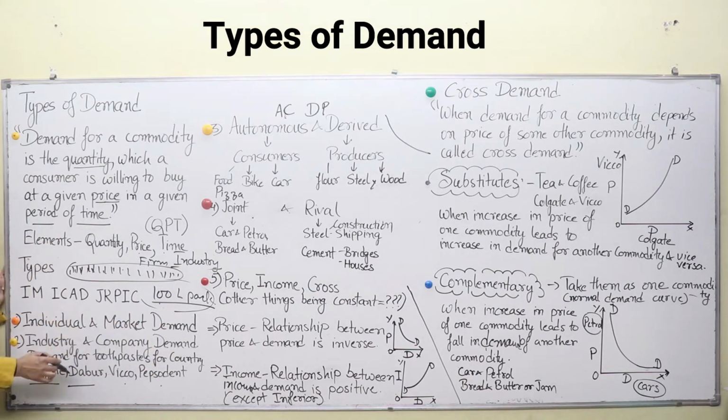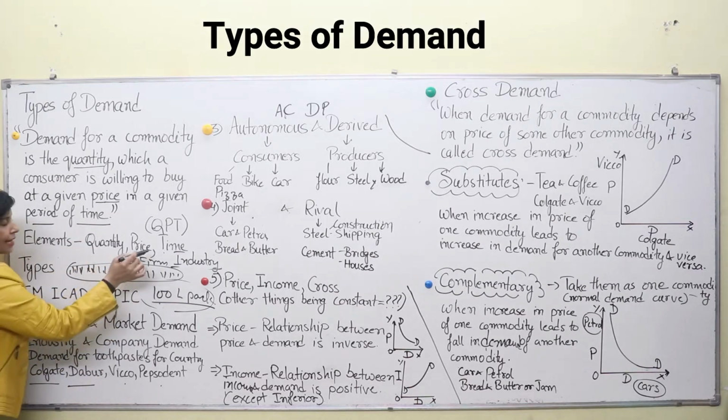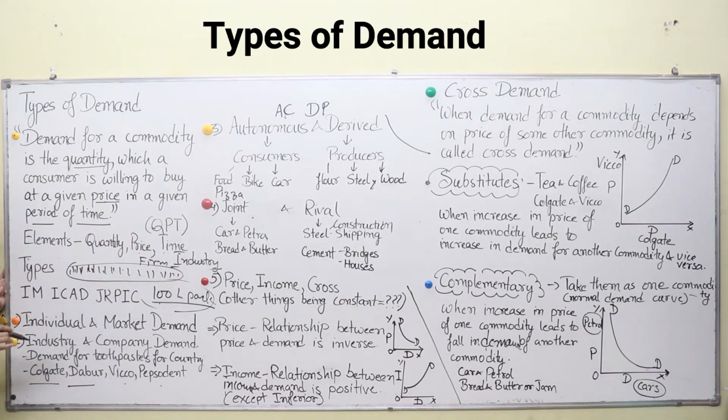So quantity demanded for any particular company at a given price in a given period of time is known as company demand, and quantity demanded for a given industry at a given price in a given period of time is known as industry demand. It is always larger than your company demand.